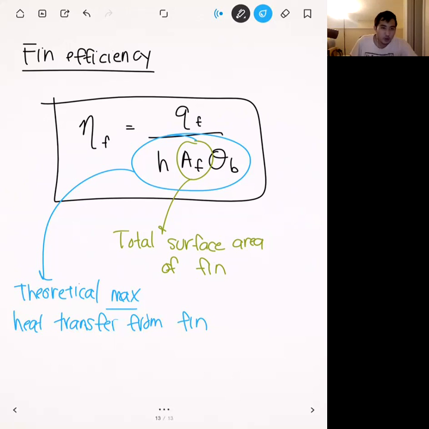And so what is this maximum heat transfer, or under what conditions do we get it, right? And so if you look at this expression here, it looks like Newton's law of cooling again, and our temperature difference here is theta B. So that's going to be the temperature difference at the base, which is the maximum temperature difference that you see in the fin, okay? The fact that we're multiplying this by AF, which is the total surface area, means that the theoretical maximum heat transfer from the fin occurs when the entire fin is at the same temperature.